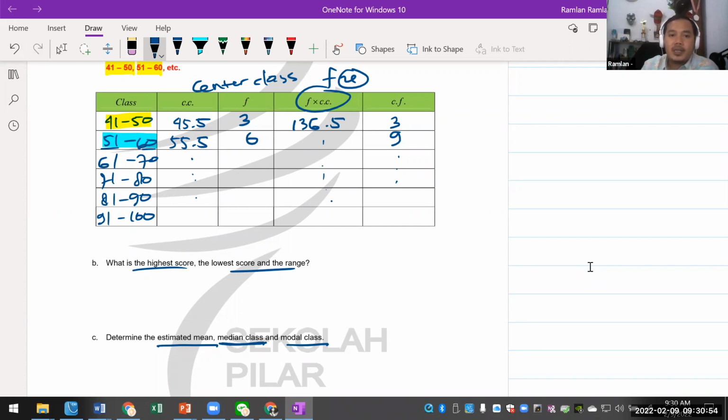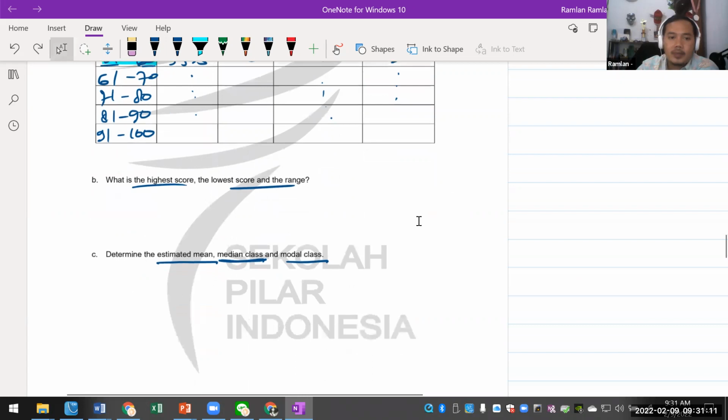Tergantung dari di sini. The same thing with the median class ya. Misalnya mediannya ada di sini. Jadi median classnya yang ini, 81 until 90. Median class is 81 till 90. Yeah, that's the only difference when you take the median and mode class. Oke, gitu ya. Jadi same thing.